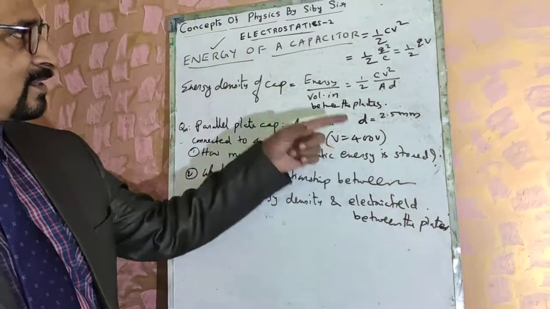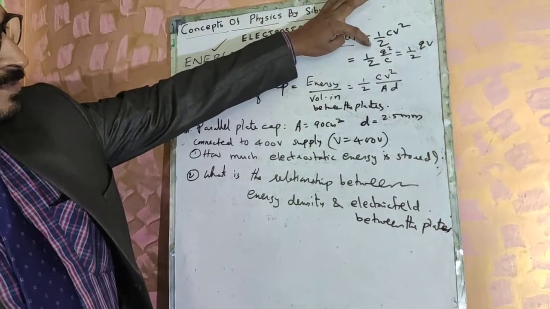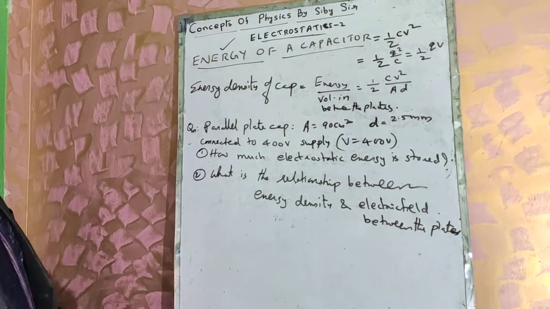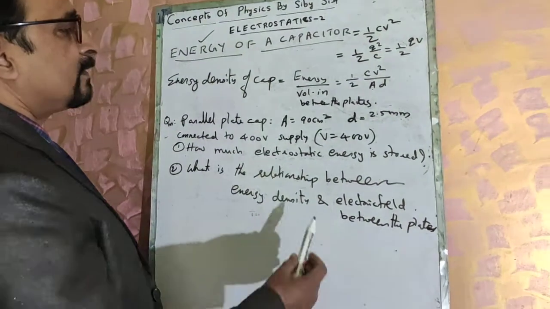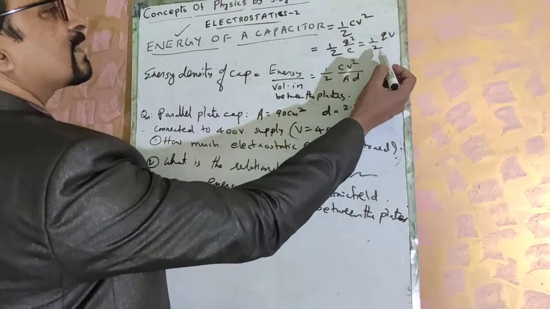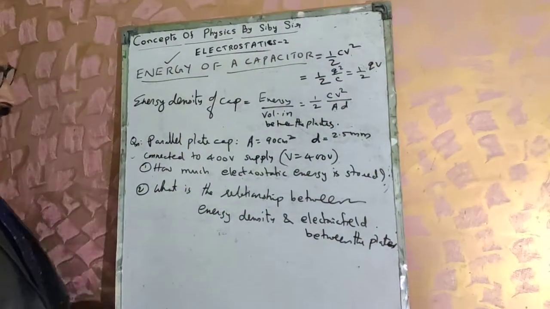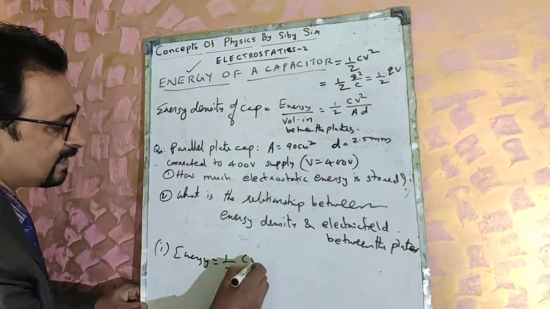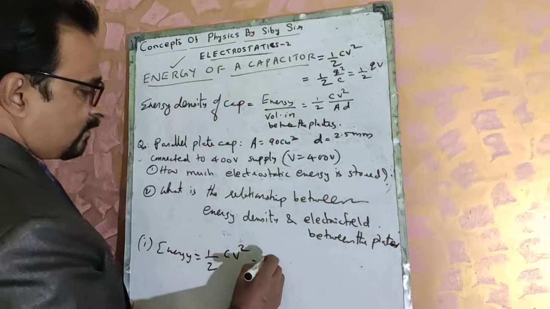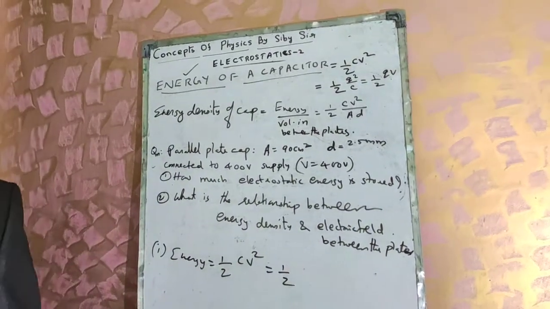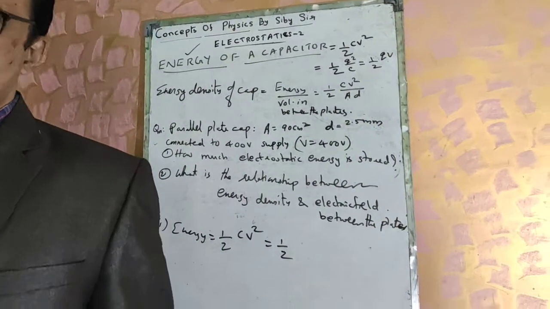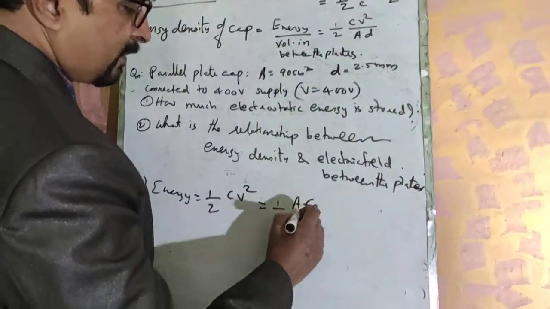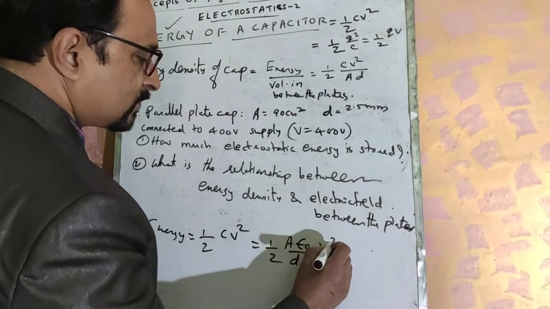So electrostatic energy stored in the capacitor, there are three formulas with you: half CV square, half Q square by C, and half QV. Which formula you can use? That's the question. Because only V is given, so you have to select either this one or this one. So you can find energy is equal to half CV square. And you know what is the formula for capacitance of a parallel plate capacitor? That is A epsilon naught by D. So you can write A epsilon naught by D into voltage square.